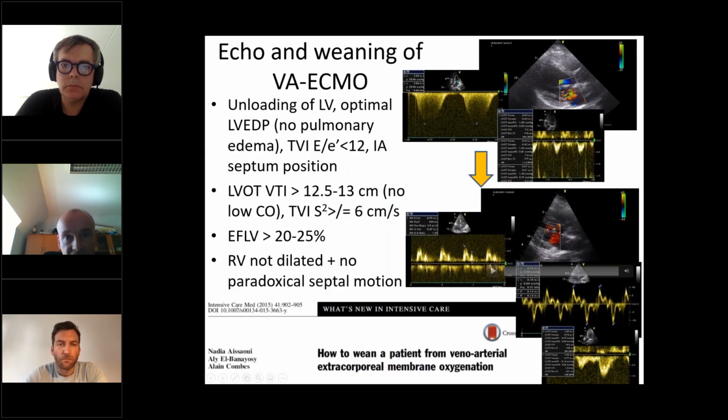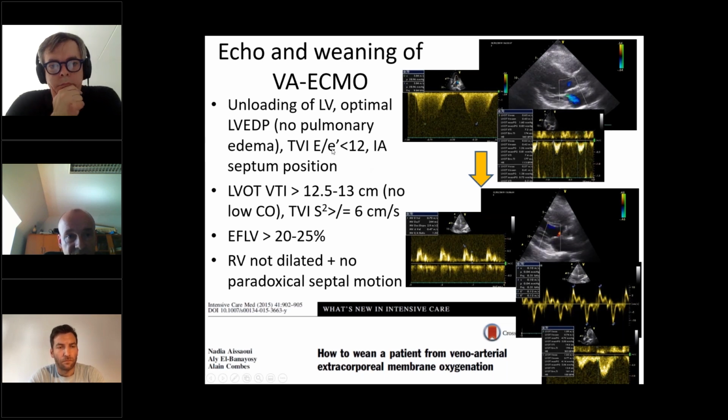ECMO and weaning of the VA ECMO. There are certain prerequisites when you would consider the patient is suitable for weaning of the VA ECMO. So first of all, you have an unloaded left ventricle with optimum left ventricular end-diastolic pressure. So simply you don't see lung congestion. And you can exclude the lung congestion by available markers.